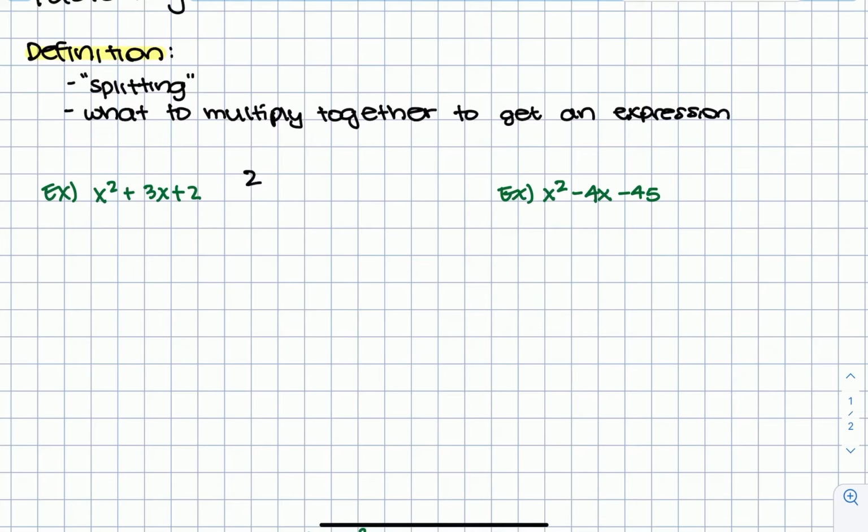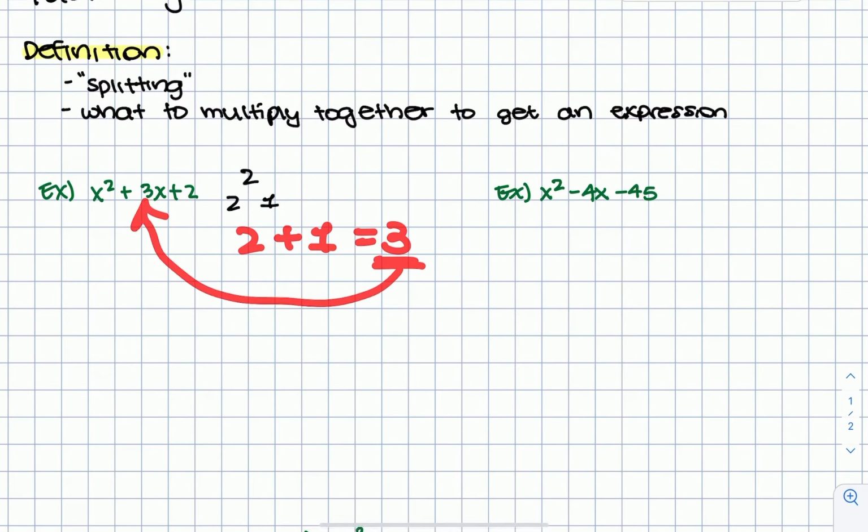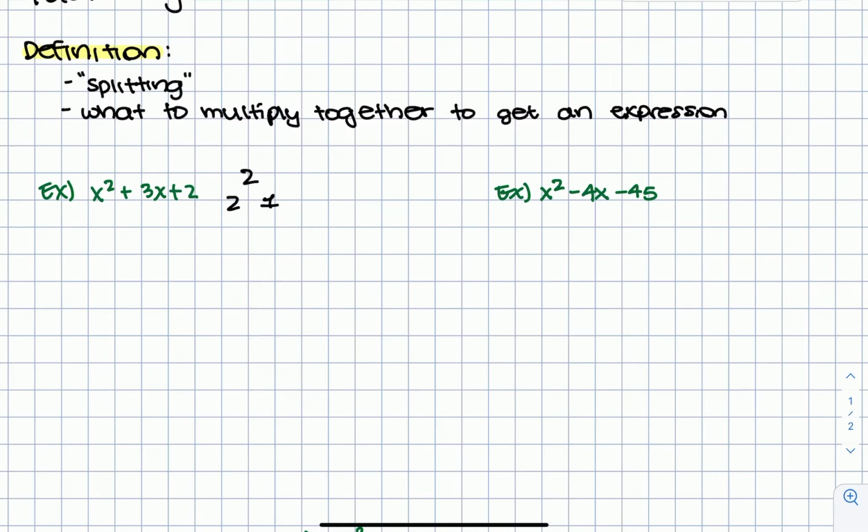Just to start off, there will be 2 and 1, because you have to think about it a little. The factors of 2 are 2 and 1, and 2 times 1 is equal to 2. That's why 2 and 1 are factors, and 2 plus 1 equals 3, and bam, that's that 3. That's why you want to use 2 and 1.